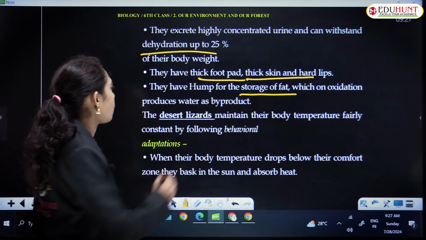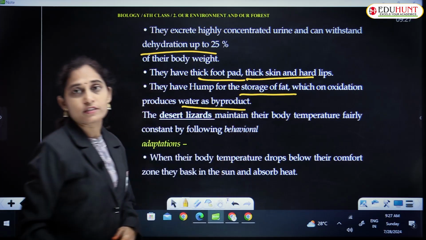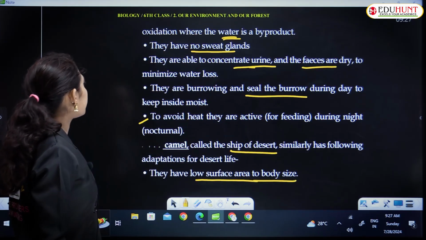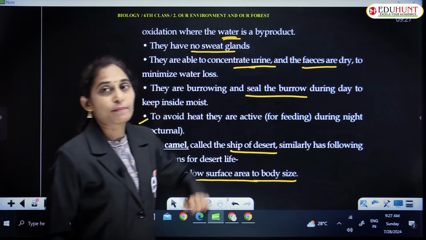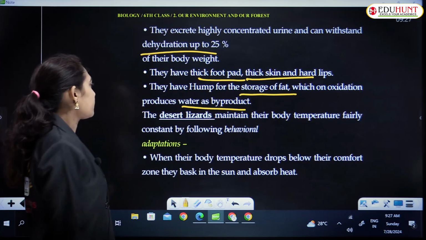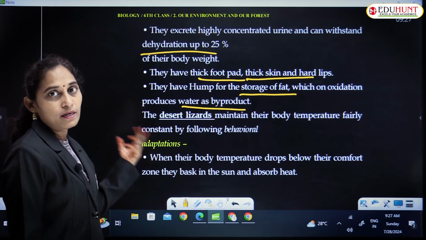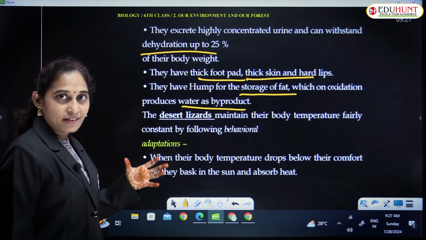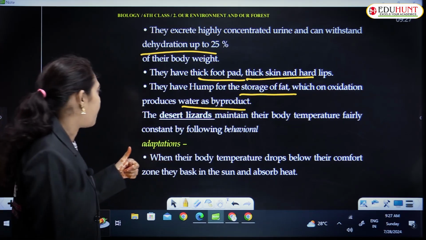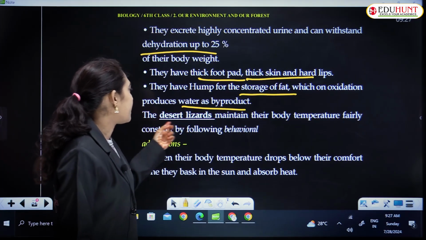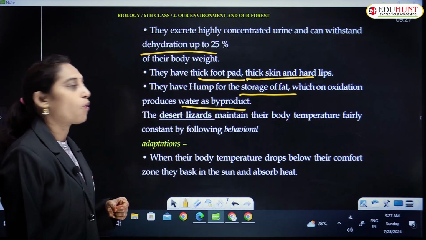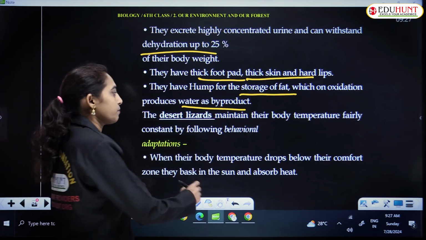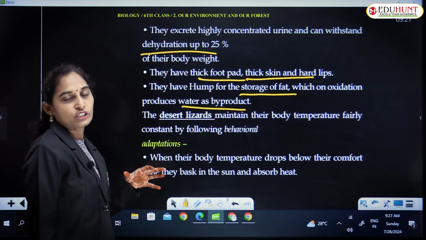They have hump, as I said, storage of fat by which on oxidation of that fat it gets water, as we have mentioned in the previous slide, that water is a byproduct of oxidation of fat. Here also in camel, it gets water by oxidizing its fat that is deposited in the hump. And in desert lizards, they maintain the body temperature fairly constant by behavioral changes.